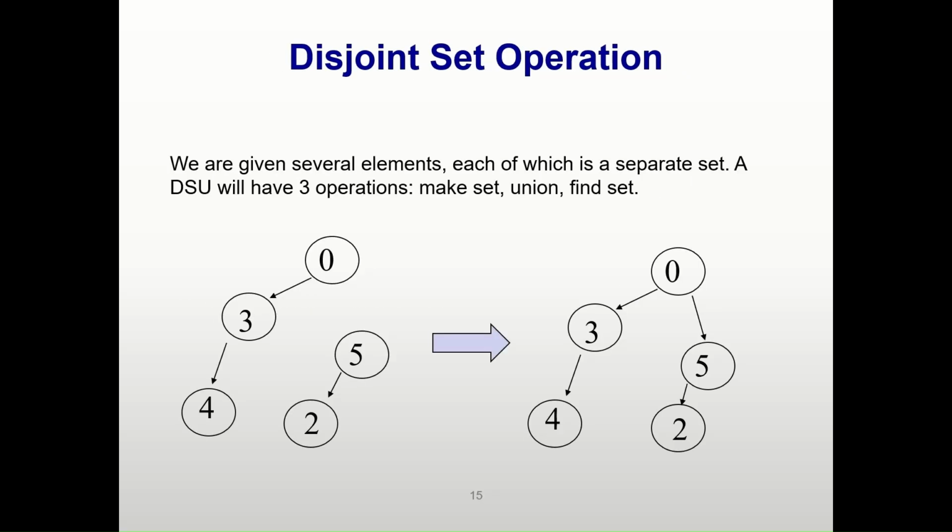Next, disjoint set operation, also known as DSU or union find. We start with several separate elements, each treated as an individual set. A disjoint set supports three main operations. These are make set, union, and find set. The goal is to efficiently group elements and determine which group a particular element belongs to.